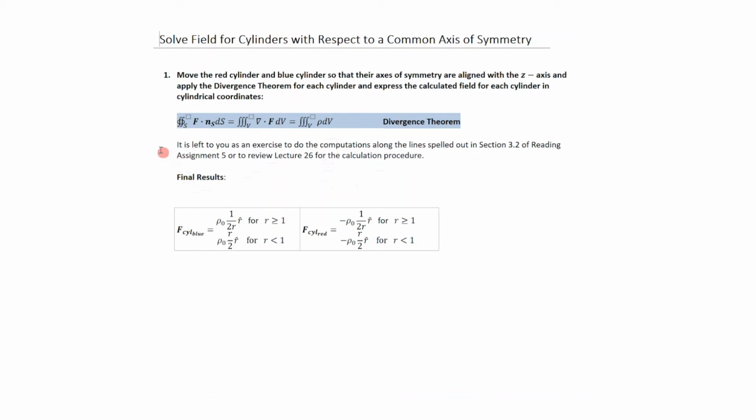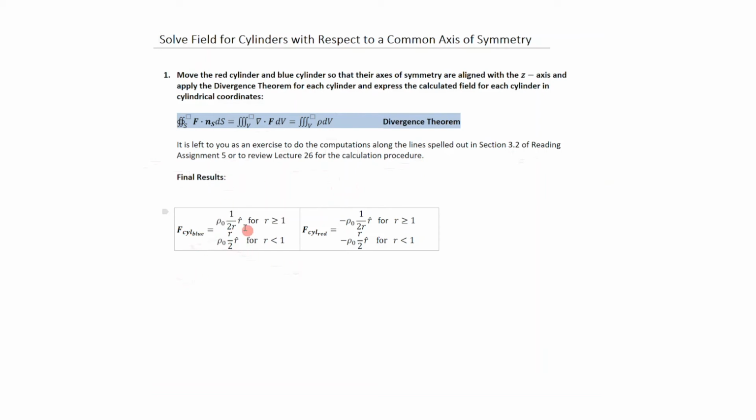All right, since we've already solved the case of cylindrical symmetry, I'm not going to redo it. It's left to you as an exercise to do the computations along the line spelled out in section 3.2 of reading assignment 4, or to review lecture 26 for the calculation procedure. The final results are here.